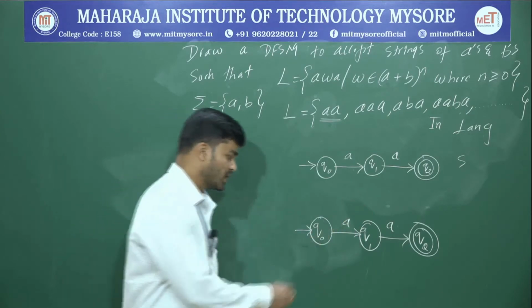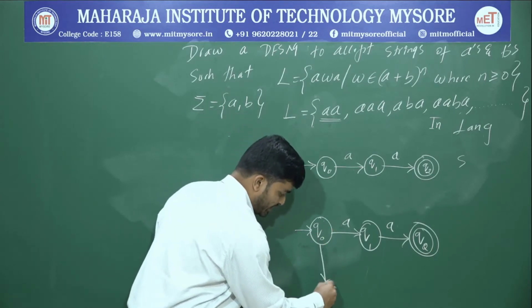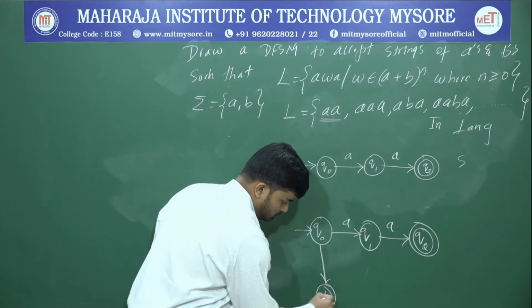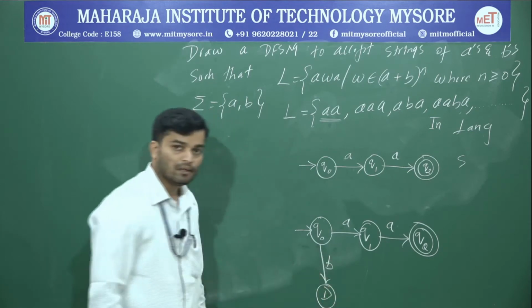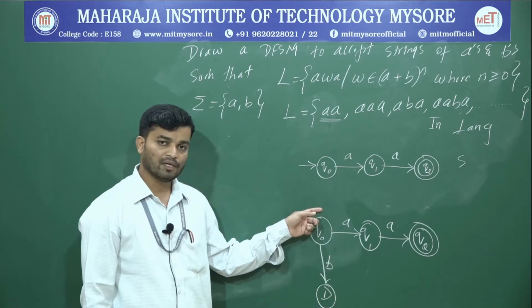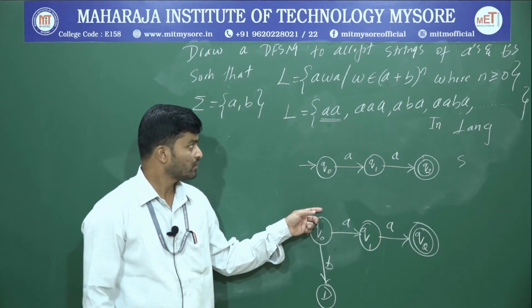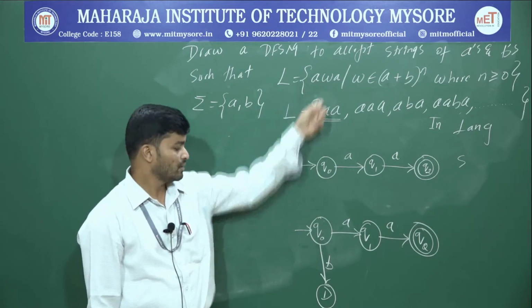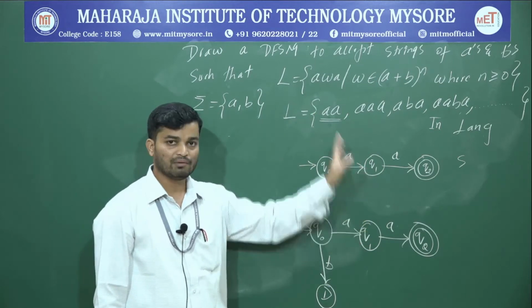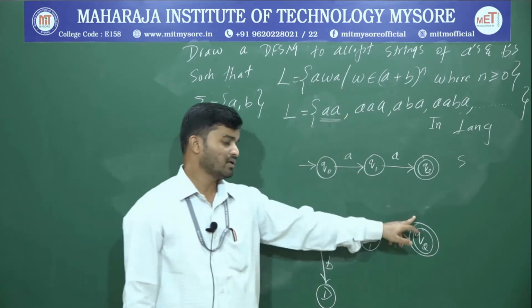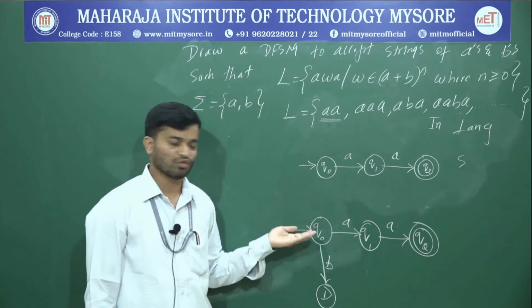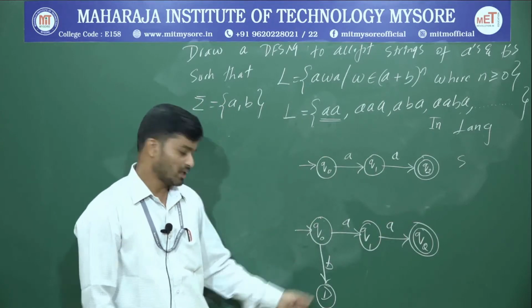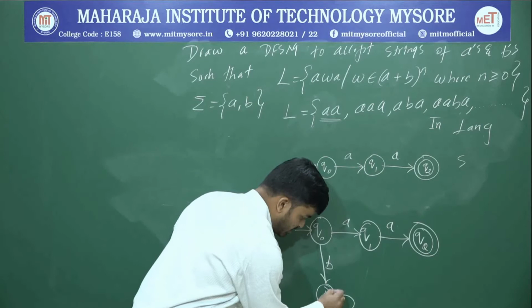Therefore I don't have any other option, so I have to go with a dead state upon B. If I go with a loop, the string is going to start with B, so that is not accepted, because the string should start with A. If I connect here, I will get BA. Even that is not valid. If I connect directly here, it will accept B. Therefore since there is no other option, we will go with a dead state, and once you reach the dead state, you will remain within the dead state.